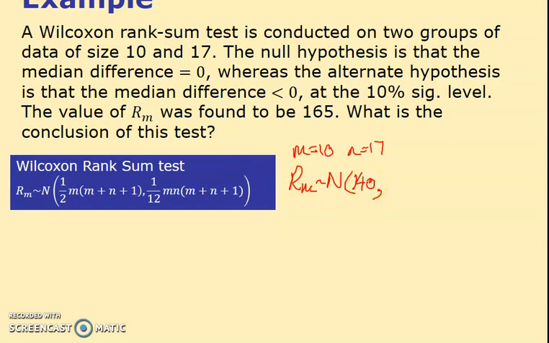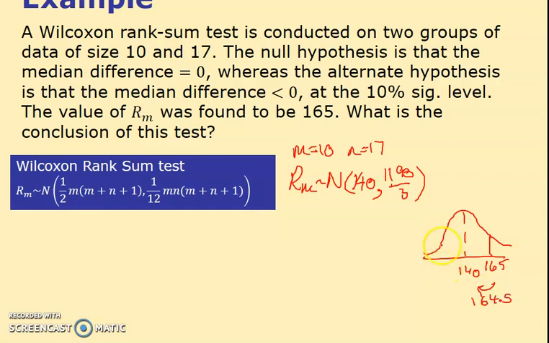And what's the variance? So 1 divided by 12 times by the two of them times together, which is 170, times by that 28 again, which is the 10 plus the 17 plus 1. And I get a not so nice 1190 over 3. But I'll write it like that. So I get my normal distribution, the expected mean is 140. What did I get? The RM value I got to be 165. But I don't use 165. I go back again. And I use 164.5.